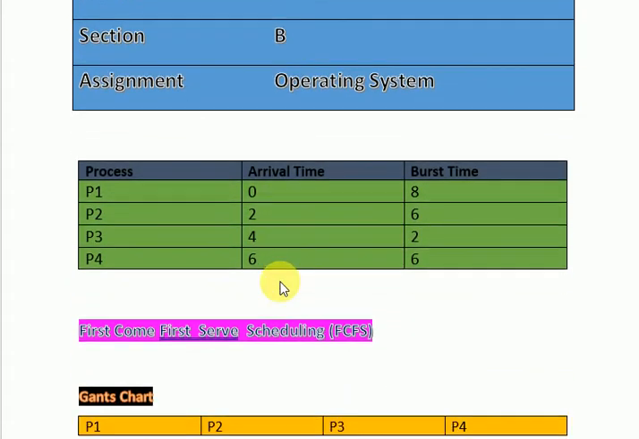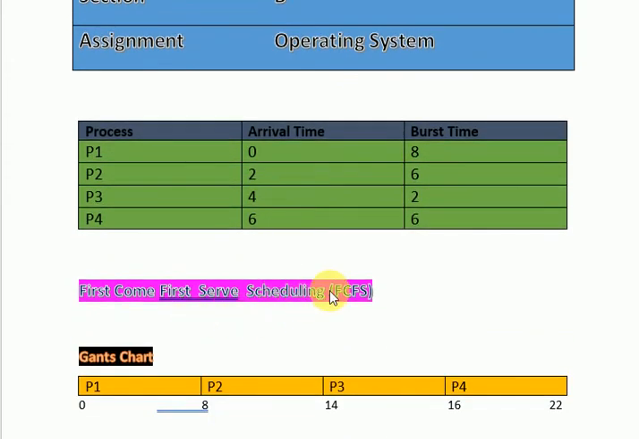My topic is First Come First Serve scheduling, FCFS. It is also known as non-preemptive. Non-preemptive means the first process comes into the CPU, and the CPU will execute that first process, then go to the next process. This is called non-preemptive, first come first serve scheduling.